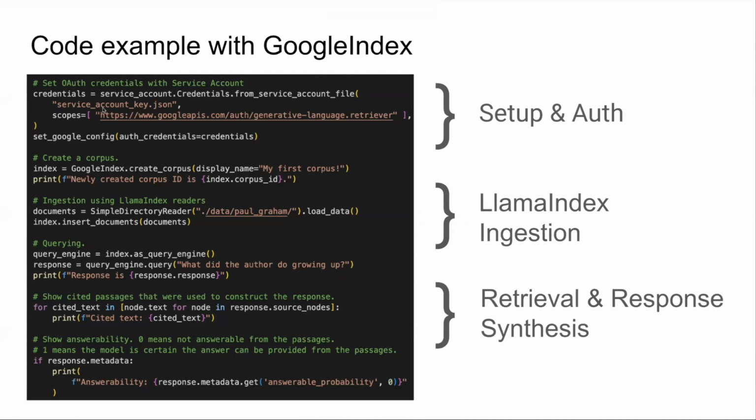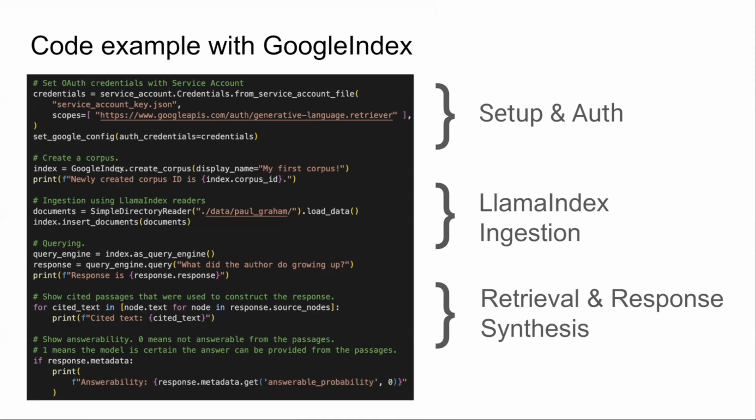The first thing you would do is create a service account using your Google account, and then you would just use these 2 lines of code to establish your credential. And then you will create a corpus in the Google Index. A corpus is a collection of documents, and the documents can be split into smaller chunks.